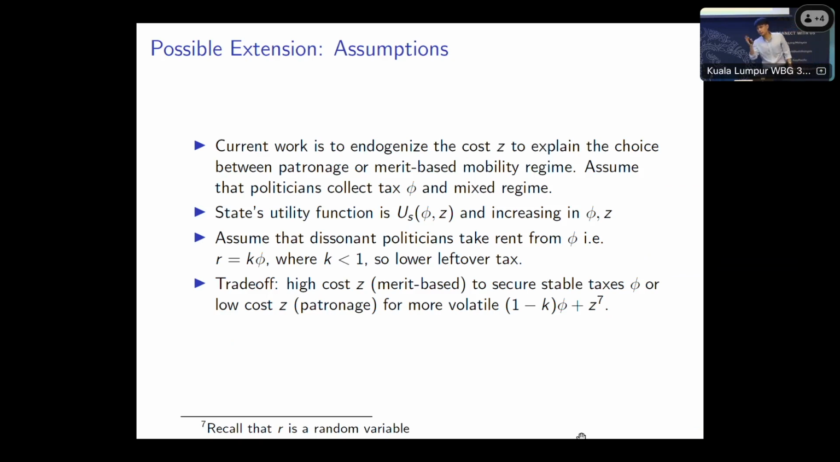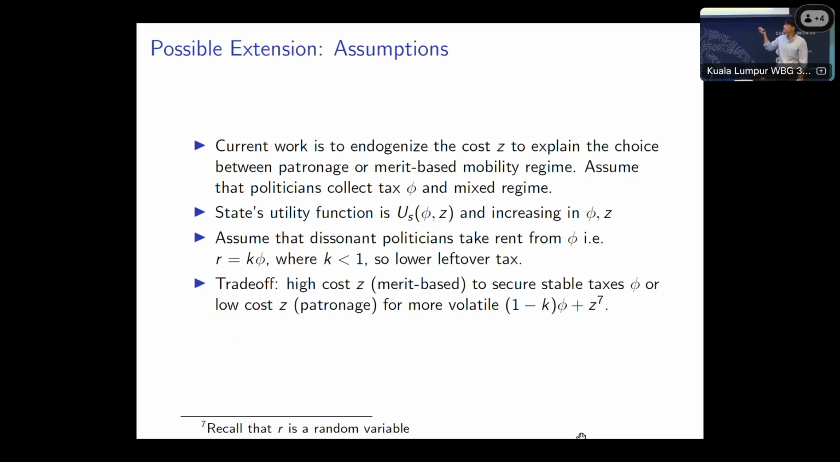Because the Z would explain. So if it's high Z, it's meritocracy. Low Z is patronage. And so the idea here is you want to come up with the conditions where a society would prefer a high Z or a low Z, like a merit-based society or a patronage-based society. Which one would I choose?